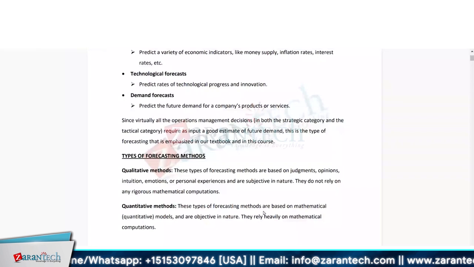But the other part of the forecasting, which is more of a scientific method, is called the quantitative method. So in the quantitative method, the forecasting is done based on mathematical models. They are objective in nature, and they really rely on computation. So there is a concrete set of history which is considered, and the mathematical models designed by statisticians are applied on the historical data, and then they define the forecast for the future.